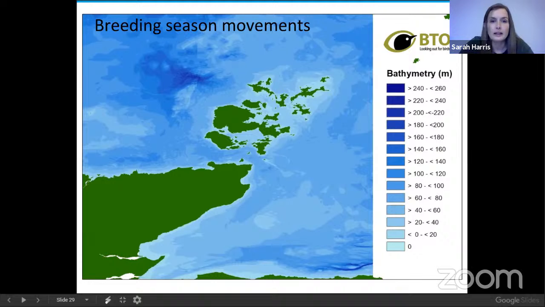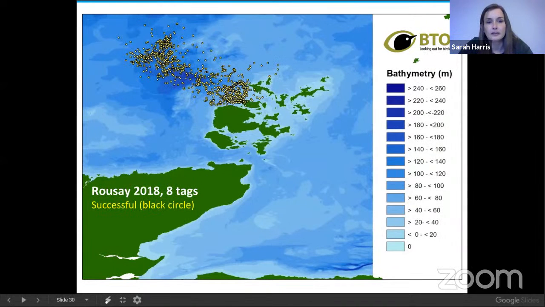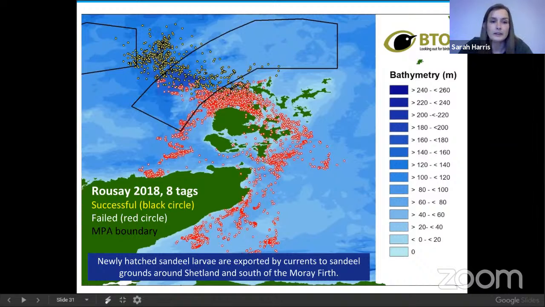So then if you overlay the successful birds, which are the yellow dots with the black circles there from 2018, 8 tags, they look to be going out towards this particularly deep area of sea. Then you can add on the failed nesters, which are going in a different direction. I mean, there are some that go out towards the area, but the majority aren't traveling in that direction.